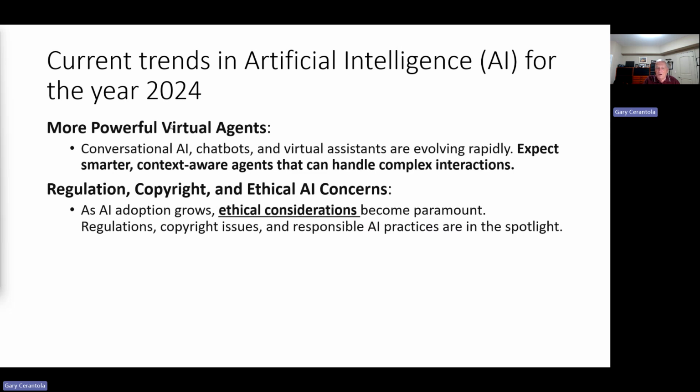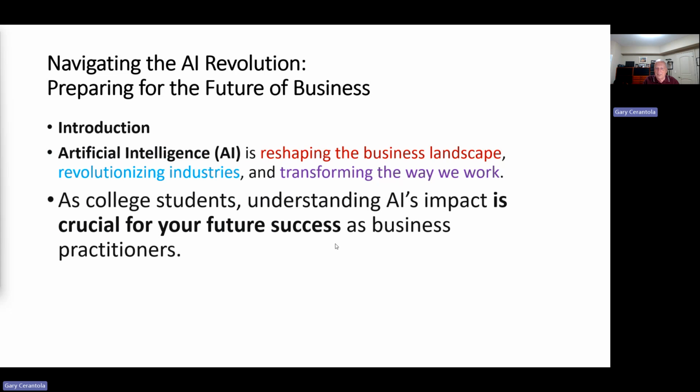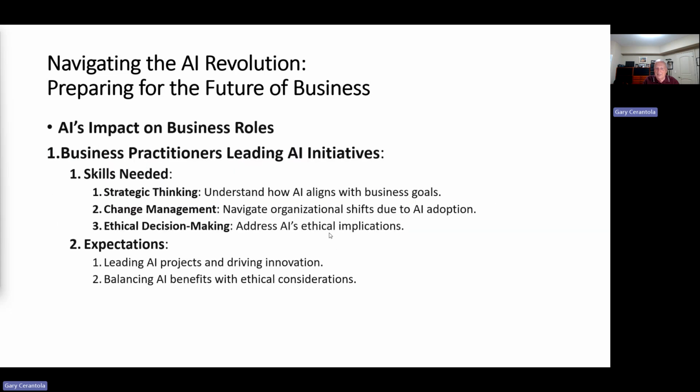And we're going to have more powerful virtual agents, and there's going to be more regulation, copyright, and ethical and AI concerns. Already, there's regulation in the U.S. about fake AI creations, and that's really becoming key in terms of ethical considerations. So let's embrace these trends, shape the future. All right, and so here's some more material that you can get into and go through.